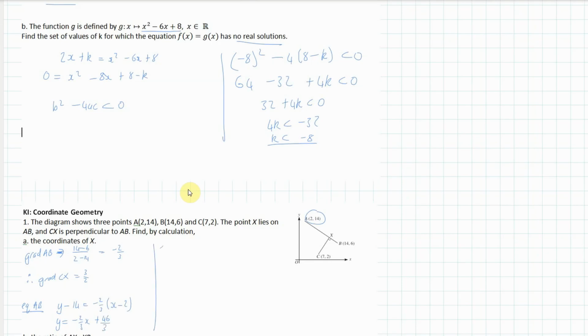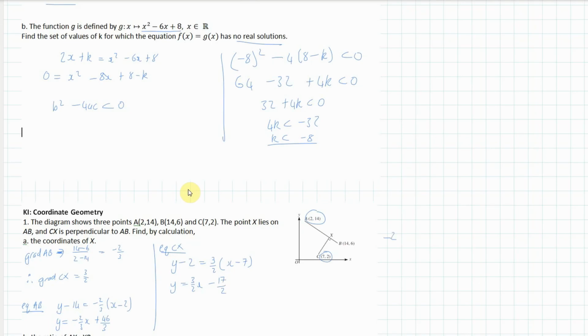Now I'm going to find equation CX, because then once I've got that, I can make them equal to each other and I'll find the coordinates for x. So equation CX is going to be y minus, I'm using these coordinates here, y minus 2 equals 3 over 2, which is the perpendicular gradient we just worked out previously, into x minus 7, and I should get y equals 3 over 2 x minus 21 over 2 plus 2, and that will give me negative 17 over 2 all up.